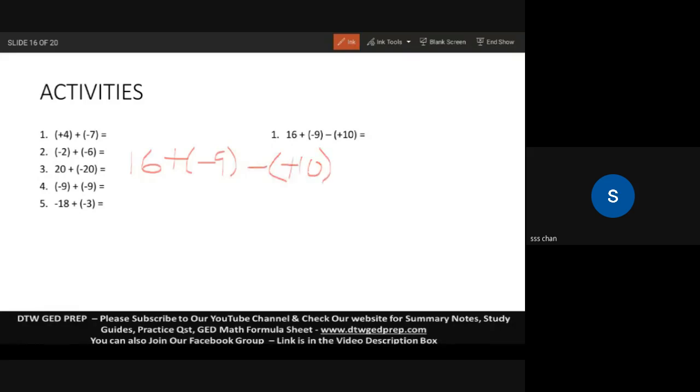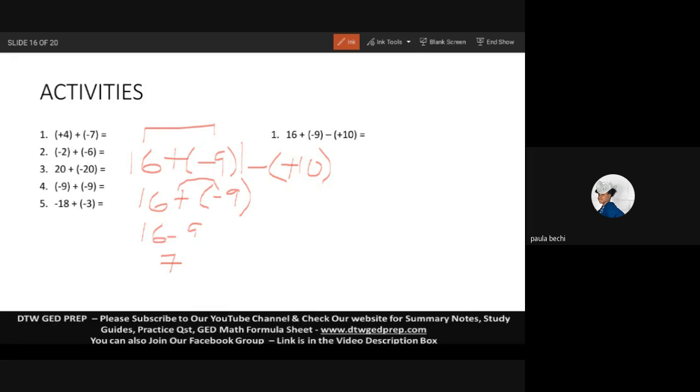If you go 2 by 2, let's consider this first 2. If we pick it, we have 16 plus minus 9. Like we said, plus minus gives you minus. So you have 16 minus 9, which gives you 7.